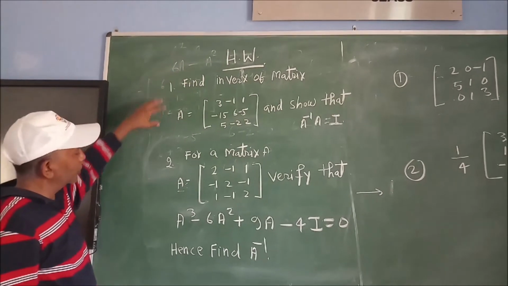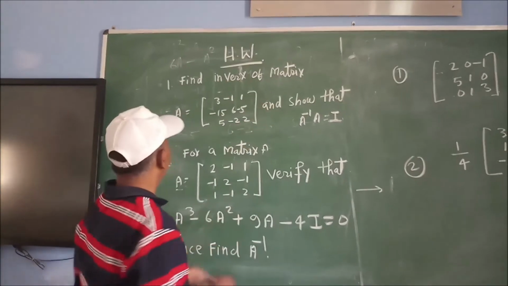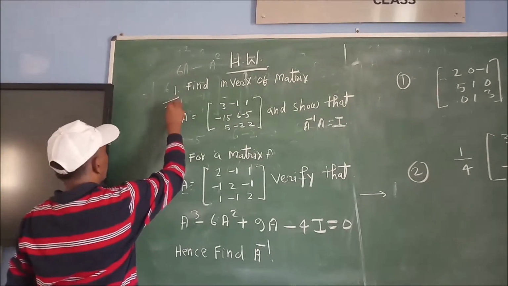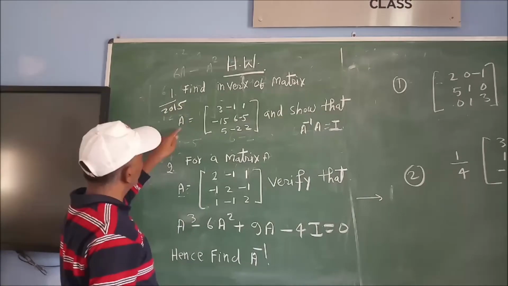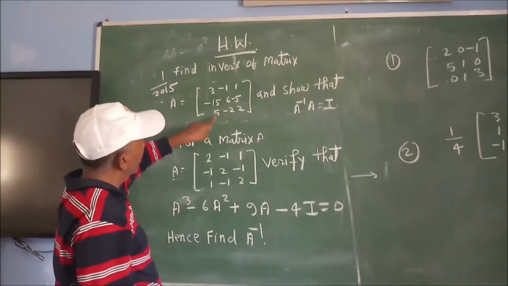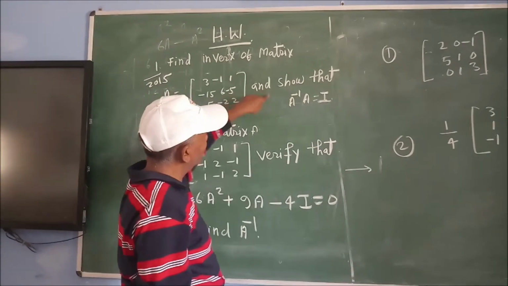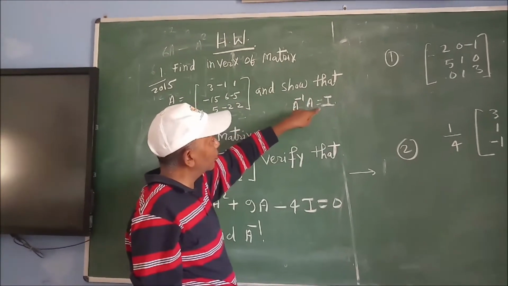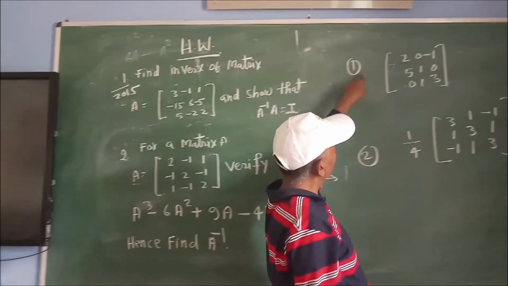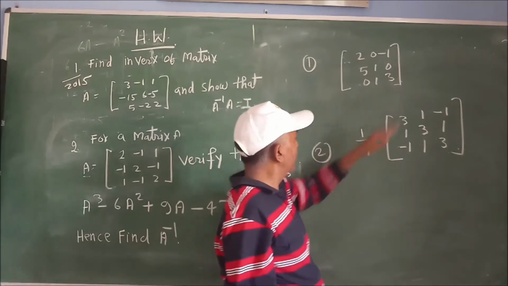Homework. Two questions are written here. First question is to find the inverse of the matrix. This is your CBSE 2015 question. A is equal to 3 minus 1 1, minus 15 6 minus 5, 5 minus 2 2. Find the inverse of this matrix and show that A inverse into A is equal to I. Answer is given here: 2 0 minus 1, 5 1 0, 0 1 3.